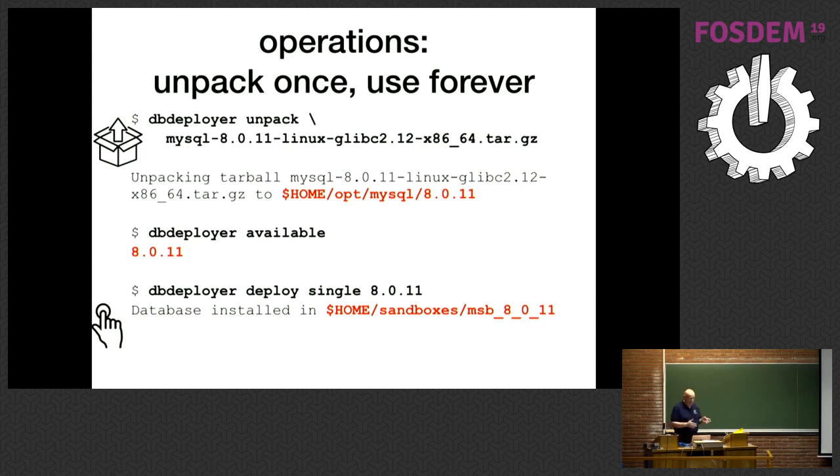And this is a complete example. You see, dbdeployer unpack and the full name of the tarball, and then you can run dbdeployer available, and available tells you which versions have been expanded already. And then you can say dbdeployer deploy single, and you refer to that large tarball that was expanded just by the version number. So you say dbdeployer deploy single 8.0.11.